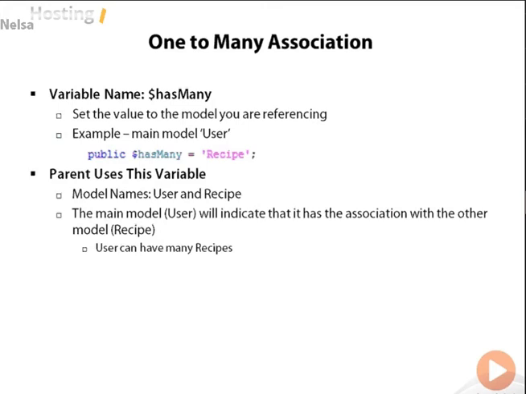So if we have 2 model names, user and recipe, the main model, or parent model, would be user, and this will indicate that it has the association with the other model, in this case, recipe. So for a simple sentence, we would say user can have many recipes.